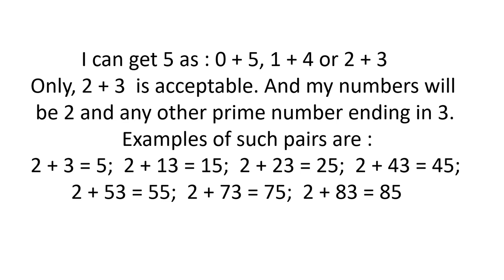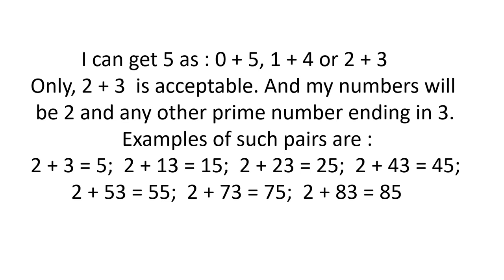So examples of such pairs are 2 plus 3 is 5, divisible by 5. 2 plus 13 is equal to 15, divisible by 5. 2 plus 23 is equal to 25, divisible by 5. 2 plus 43 is equal to 45, divisible by 5. 2 plus 53 is equal to 55. 2 plus 73 is equal to 75. 2 plus 83 is equal to 85. So I suggest to students to generate some more pairs like this and see that they are divisible by 5.